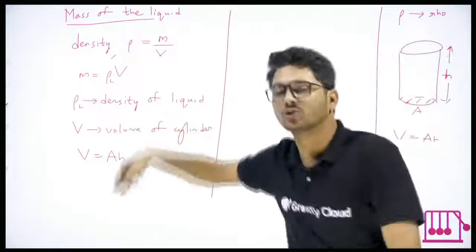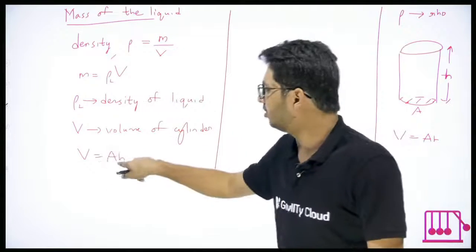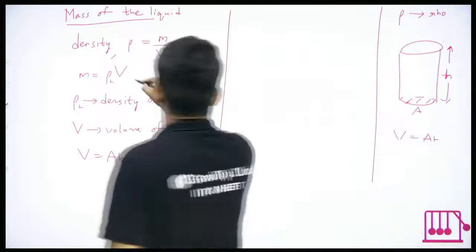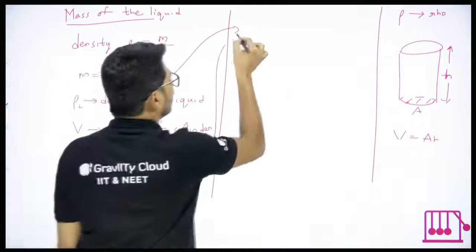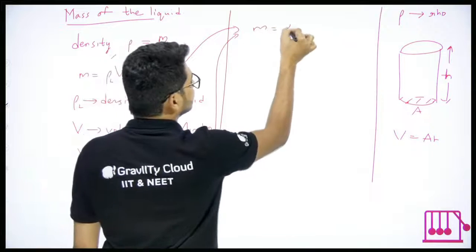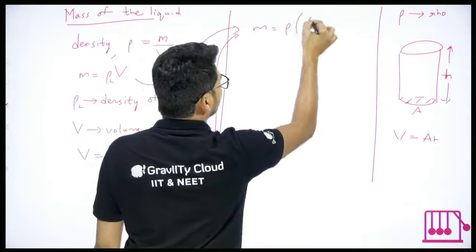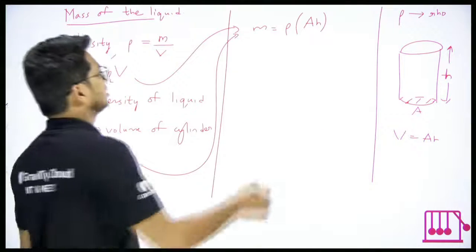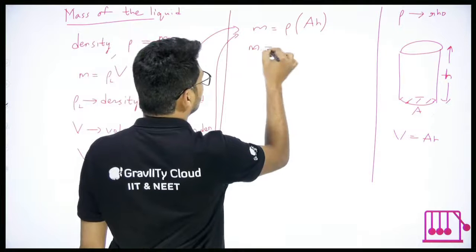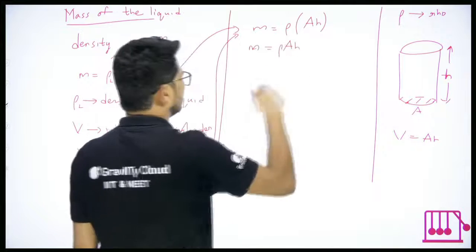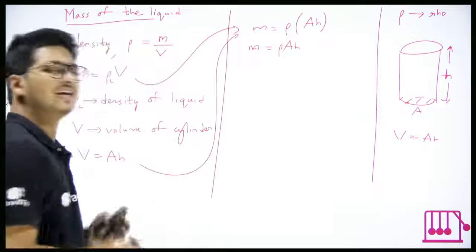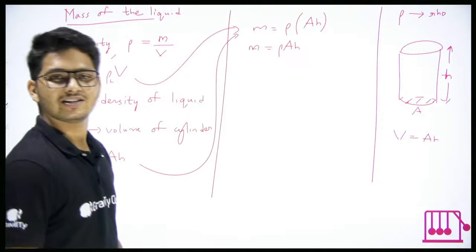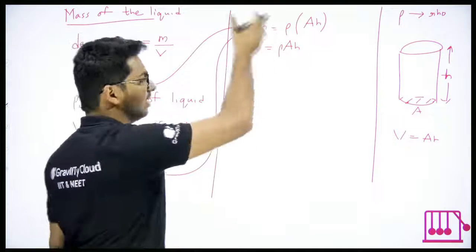Then we'll combine these two. In place of volume, I'll use A into H. So if I combine these two, what does it become? Mass is equal to rho into, in place of volume, AH. I'll just use M is equal to rho AH. It is not the final formula, it's just a step in the calculation. And then we got the mass.